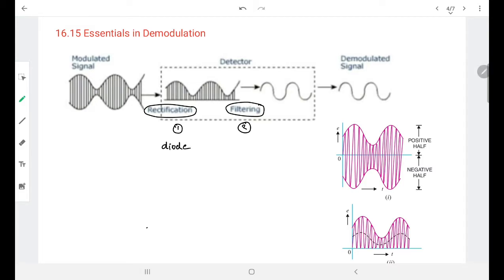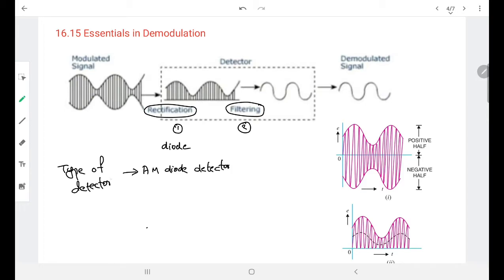There are many methods for rectification. Here we are discussing the type of rectification in which we use a diode. Detectors using a diode for the rectification process are called AM diode detectors. So next we are discussing this AM diode detector. This is a type of demodulator or detector.